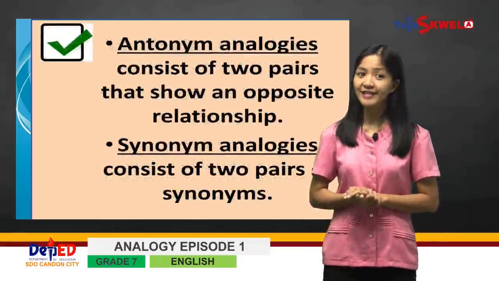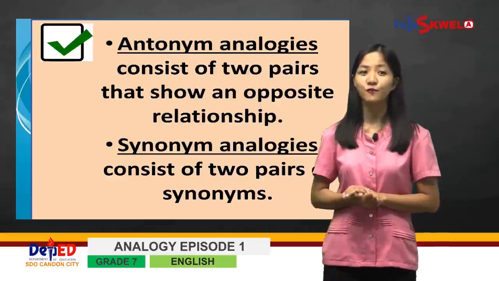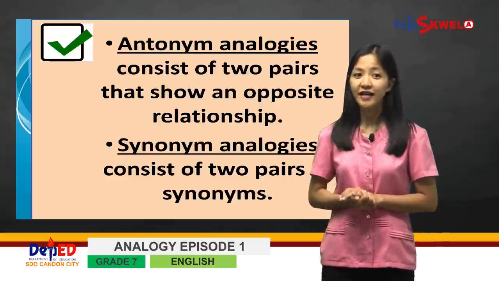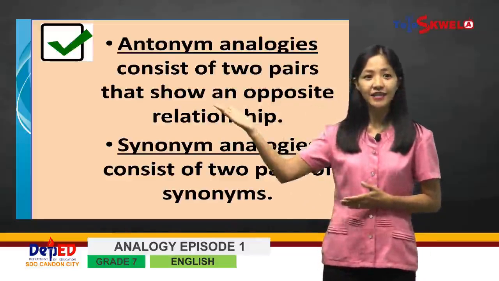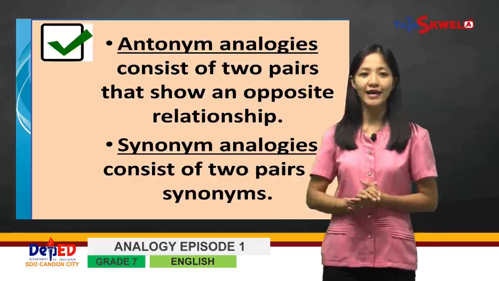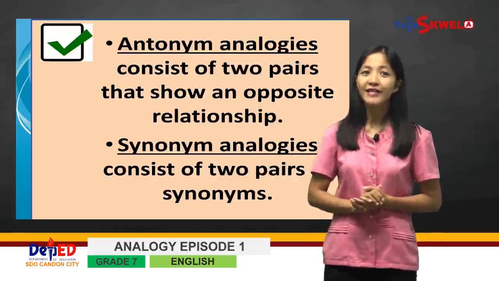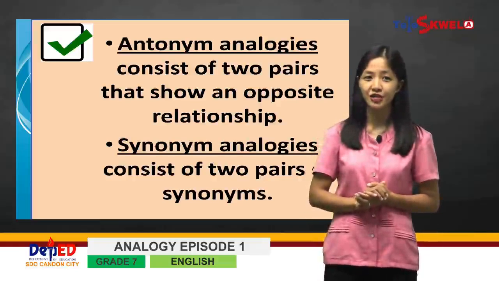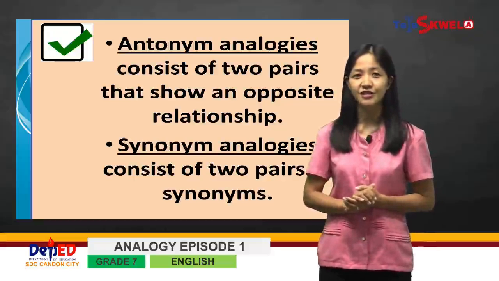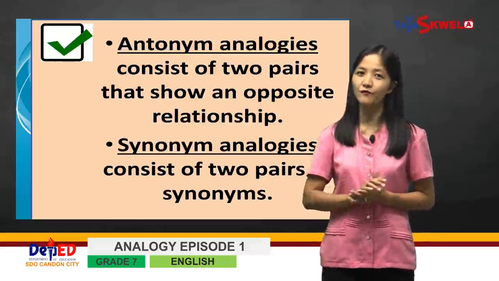We have also discussed that there are different types of word analogies, but today we discuss the two types, which are the antonym and synonym analogies. Antonym analogies consist of two pairs that show an opposite relationship, while synonym analogies consist of two pairs of synonyms.